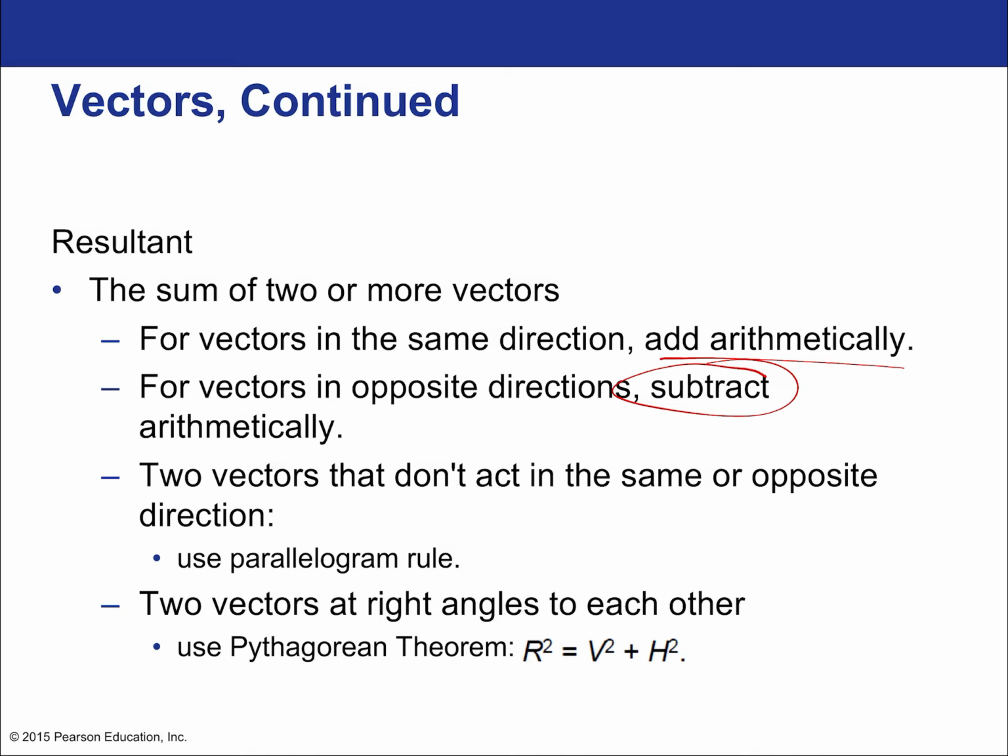For 2 vectors that don't act in the same direction, we have to use the parallelogram rule. And to the extent that we're going to use that in a class, we could have vectors that point at right angles to each other, in which case we'd use the Pythagorean theorem.